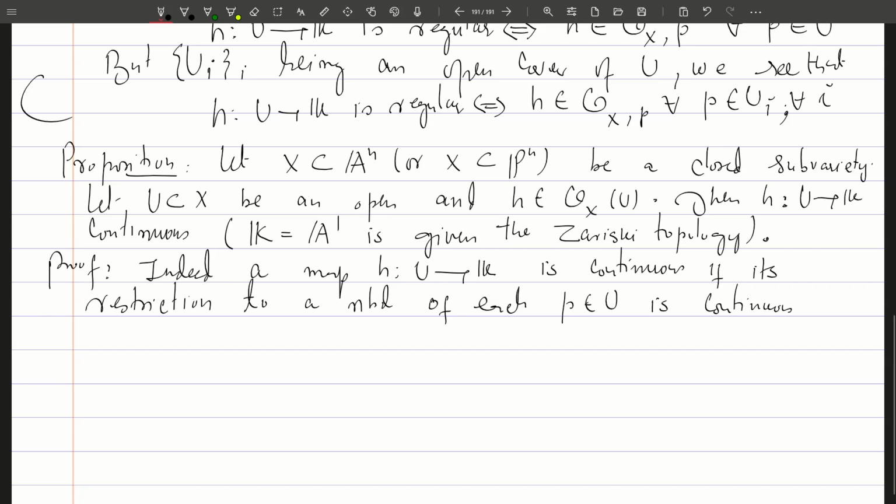If we have the open set U here, and H is continuous on U, then if I take any point P inside U and look at an open neighborhood of P, and restrict H to this neighborhood, call it W, then this restriction map is also continuous. So thus we can replace U by such a neighborhood. Actually, this is an if and only if condition.